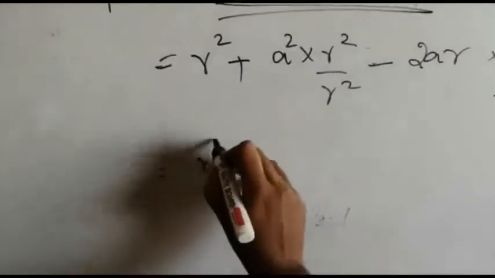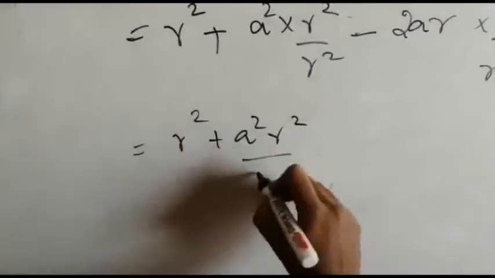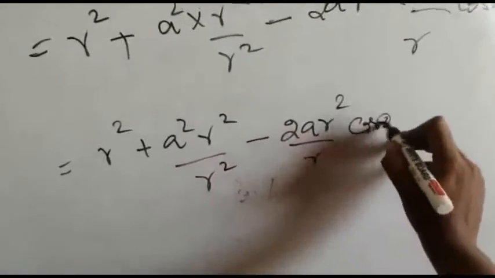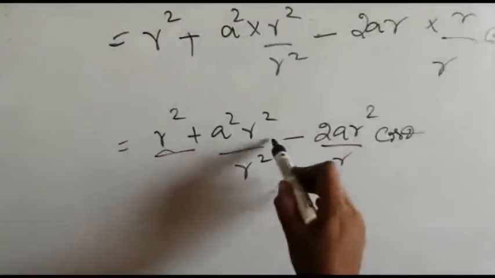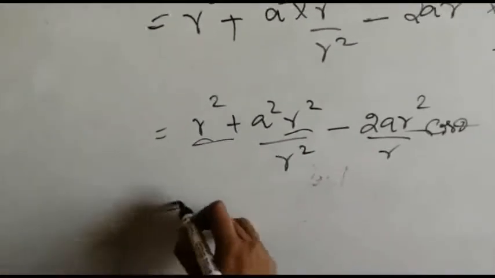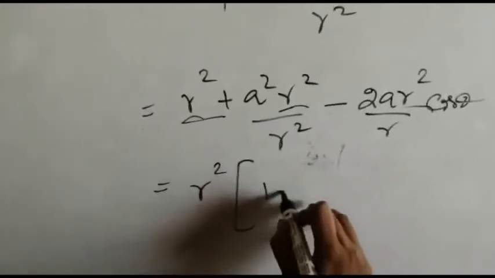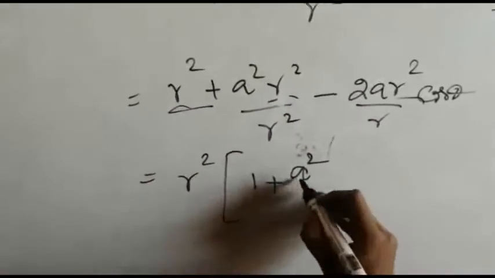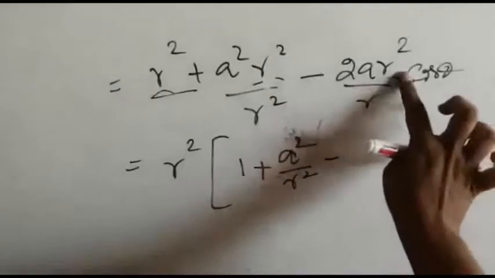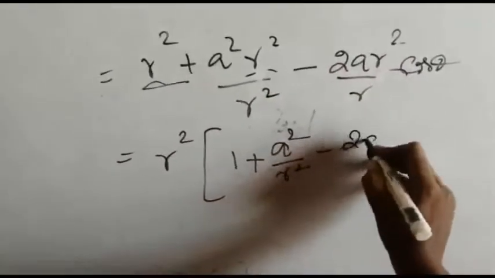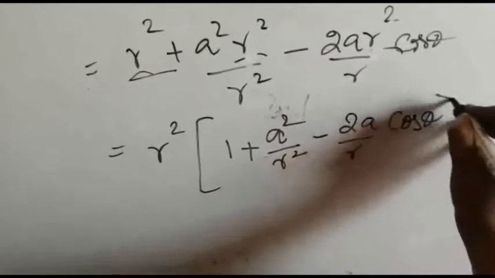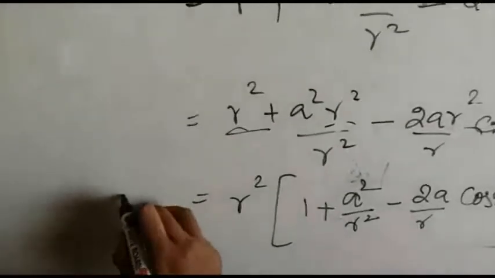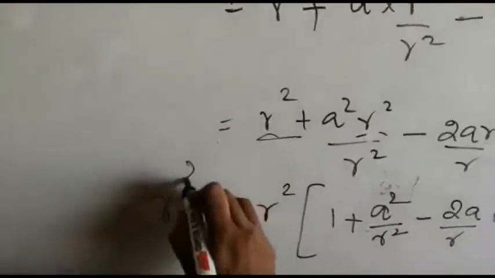So now I have r square plus a square r square by r square minus 2a r square by r cos theta. So take this r square common as outside, which becomes r square into 1 plus a square by r square minus, I have taken this r square outside, so it is 2a by r cos theta. So this is my r1 square value.